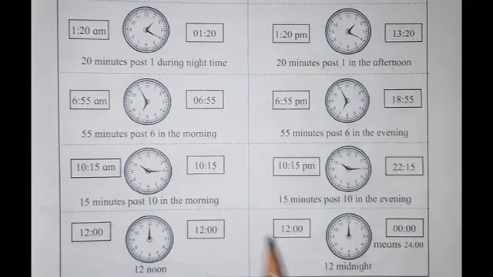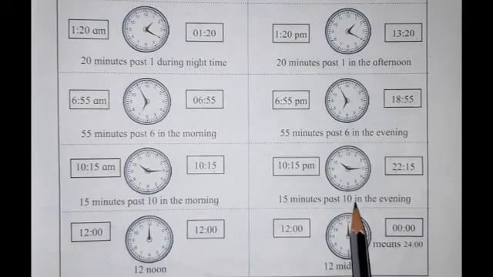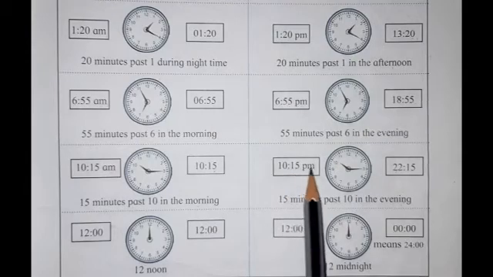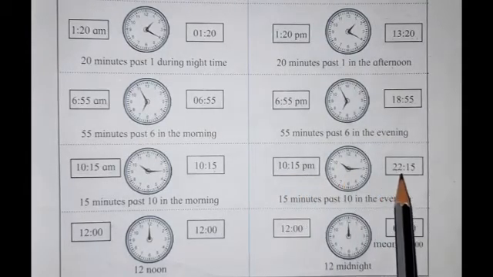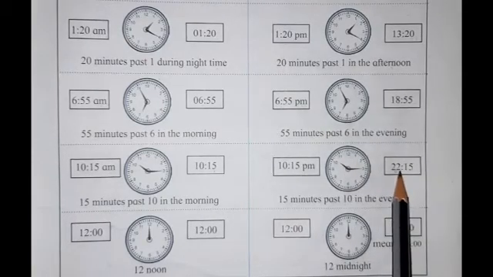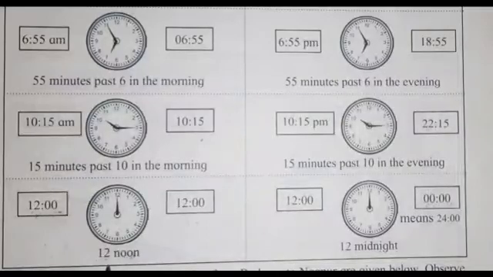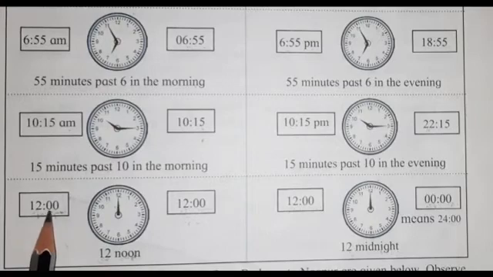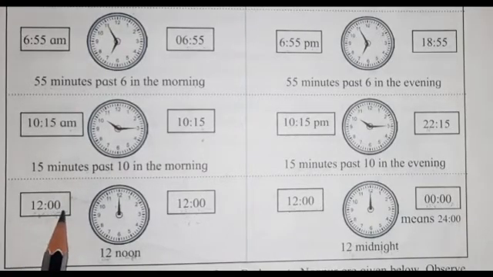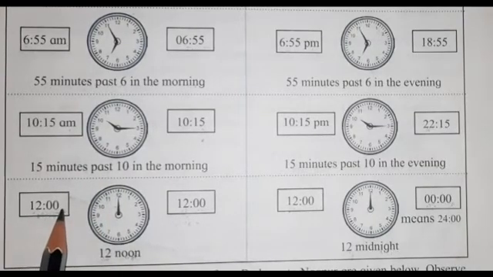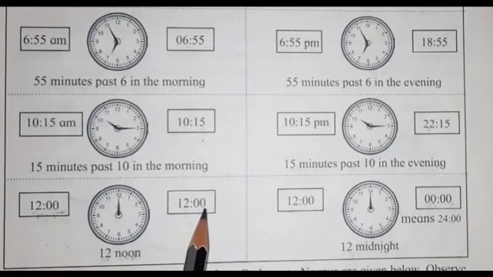And in 24-hour clock write 10:15. No AM, no PM. Here, 15 minutes past 10 in the evening. Here write in 12-hour clock 10:15 PM. And in 24-hour clock, 12 plus 10 is 22. So 22:15. 12 noon. 12 noon, write in 12-hour clock 12:00. Here there is no AM or PM if time is exact 12. So here write 12:00 in 12-hour clock. In 24-hour clock also write 12:00.